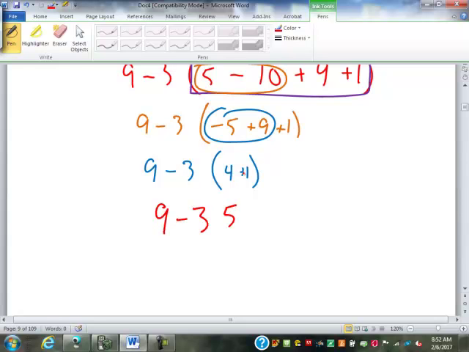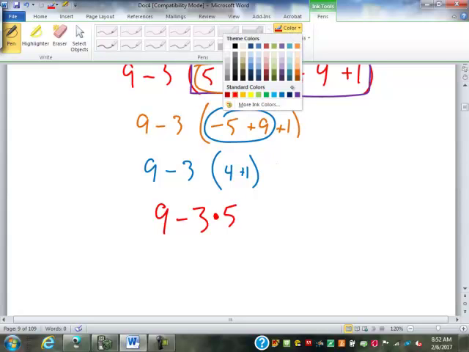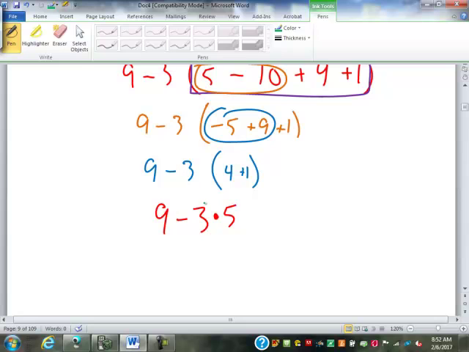Now again, that parentheses is down to a single number. It's a +5, so I don't need the parentheses anymore. This time I do have to remember to put in what? Multiplication. Now what? Multiply 3 times 5 is 15, and 9 minus 15, -6. Good.